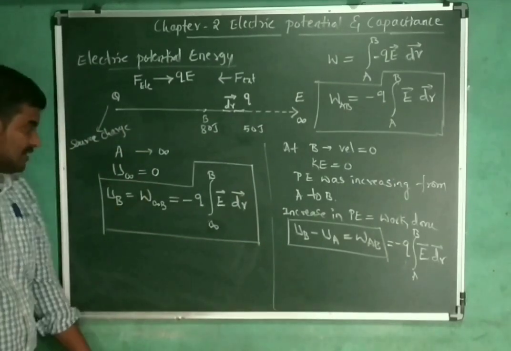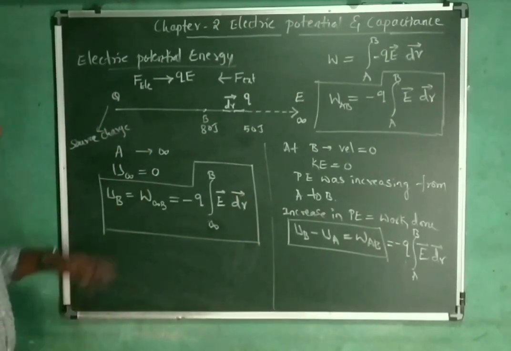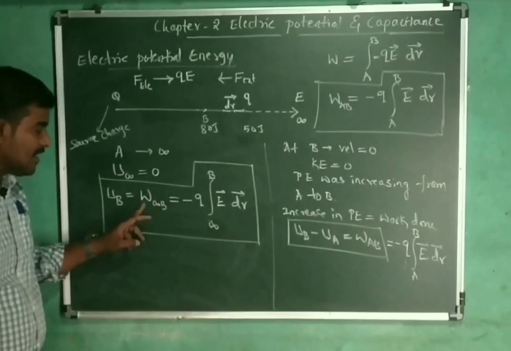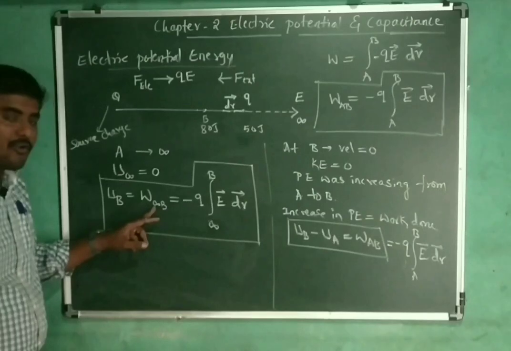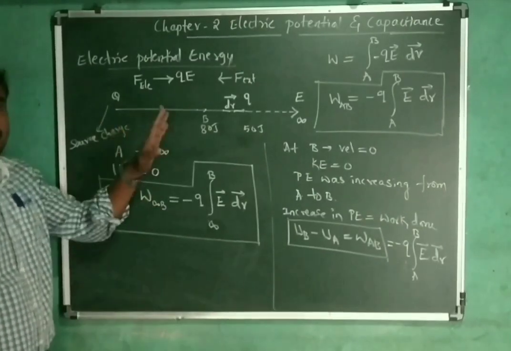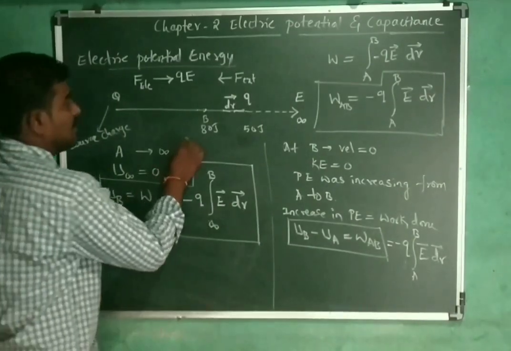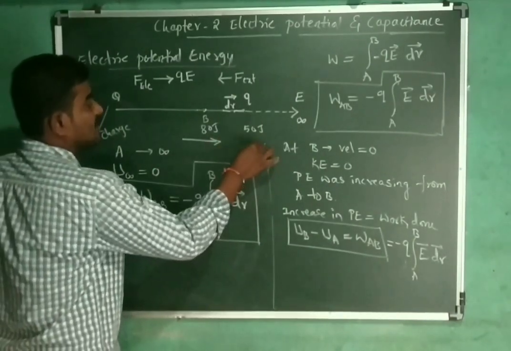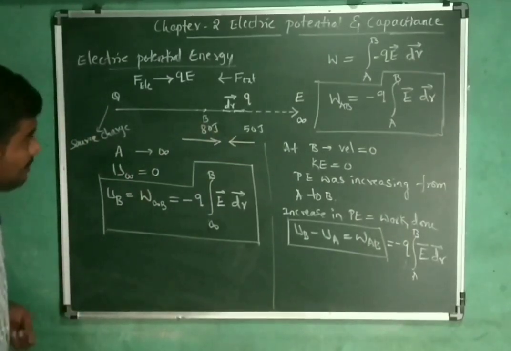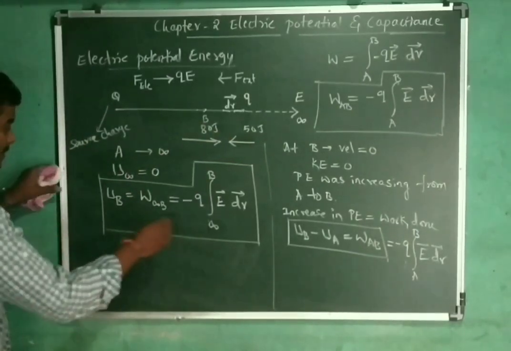Electric potential energy. Now our definition is very simple. Electric potential energy is work done in bringing a positive charge from infinity to that point against the electric field. Because the electric field was in this direction and you applied external force in this direction. Understood? Okay, we can write the definition.